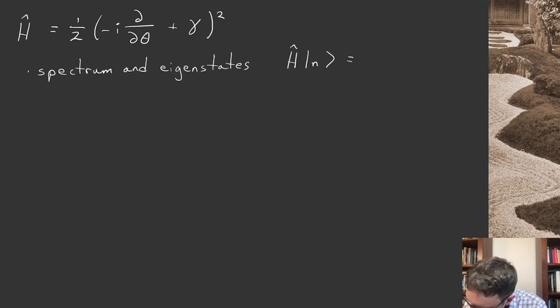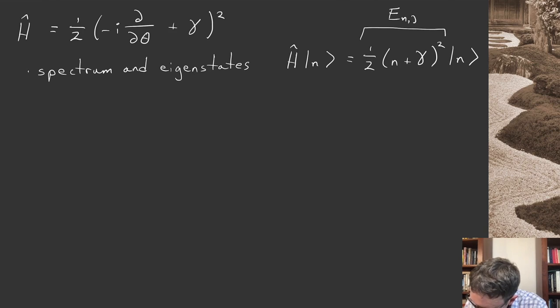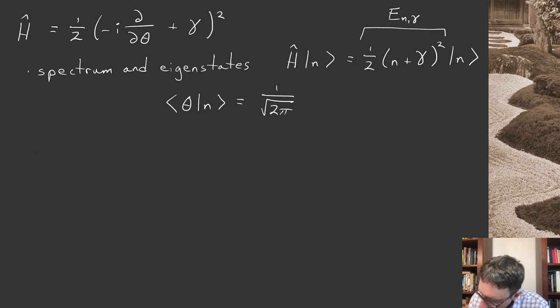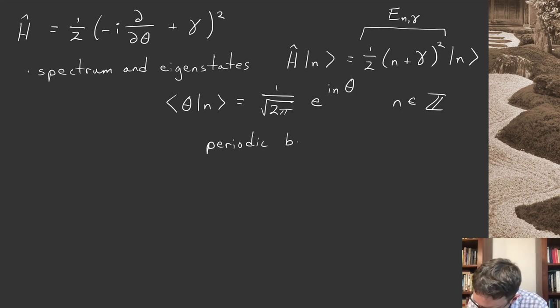So I claim that the spectrum has a relatively simple form. It's just an integer plus gamma, squared. So these are my energies, I'll call them E_n,gamma. And my wave functions, my normalized wave functions, they're just plane waves going around the ring. And n here is any integer, positive or negative, including zero. So this is a way of diagonalizing my Hamiltonian. And I've set this, of course, by insisting on periodic boundary conditions for my wave function, that I go around the circle and I get back to where I started.